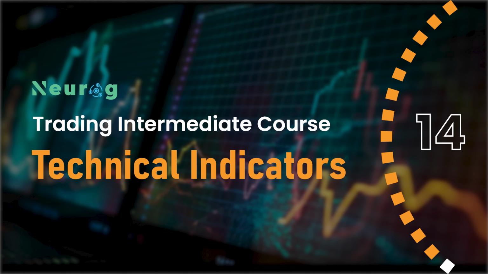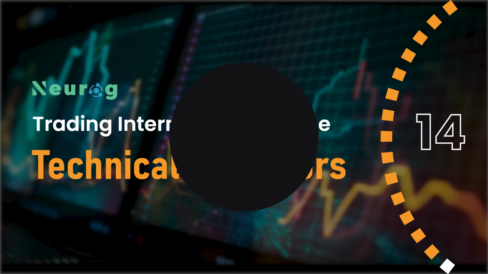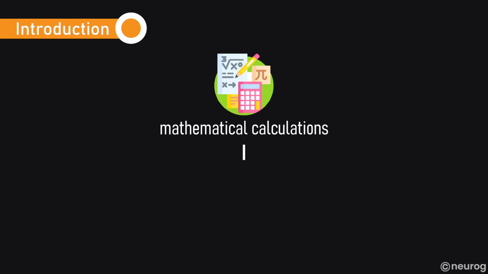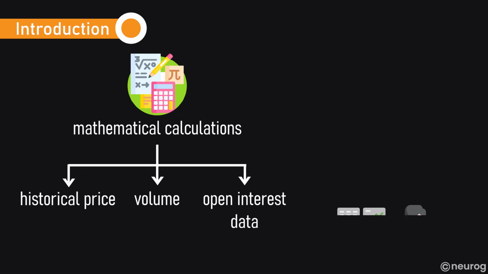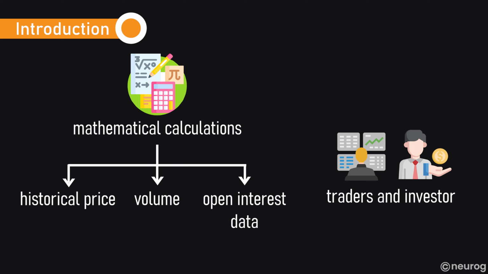Today, we're going to dive into the world of technical indicators. These tools are indispensable in the trader's toolkit, helping to analyze market trends, momentum, volatility, and other market aspects. Technical indicators are mathematical calculations based on historical price, volume, or open interest data. They help traders and investors identify certain market conditions and potential trading opportunities.